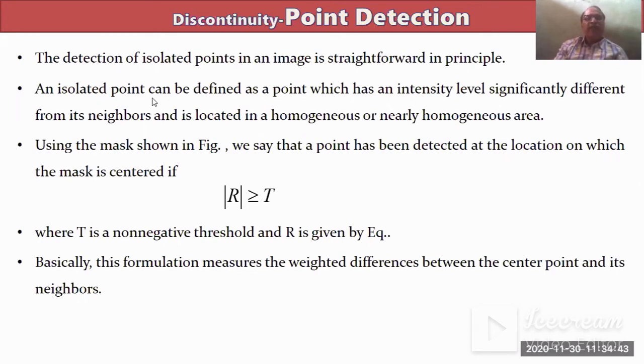An isolated point can be defined as a point which has an intensity level significantly different from its neighbors and is located in a homogeneous or nearly homogeneous area. So this is very important. The intensity level of the point will be different from its neighbors.